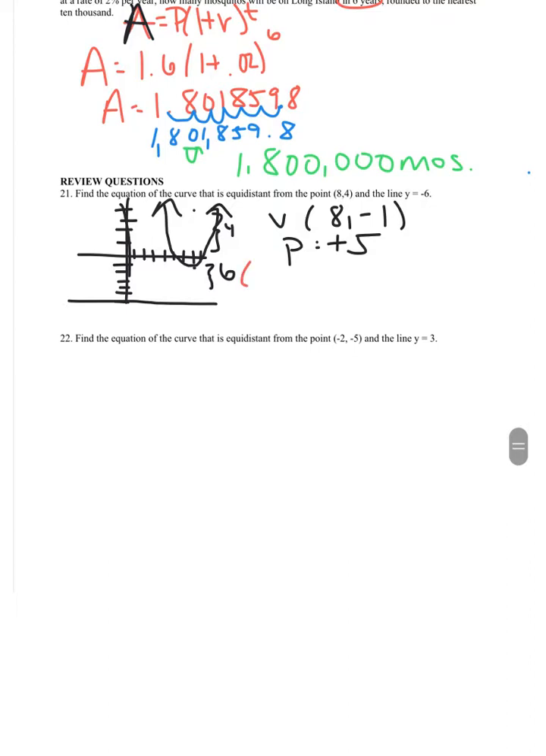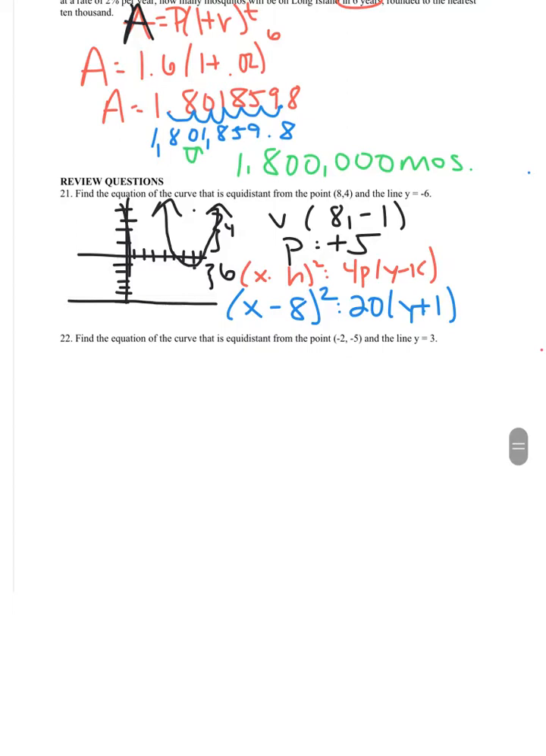So I have to plug this into this equation: 4p(y - k). When I substitute everything in, my final answer is (x - 8)² = 20(y + 1). And that's it. That's all you're doing.